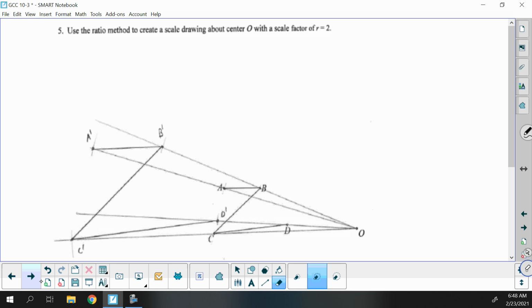Extend lines from O through each of your points, measure the distance, mark it off again, and then with your primes, connect the ones that were originally connected. So A to B, B to C, and C to D prime.